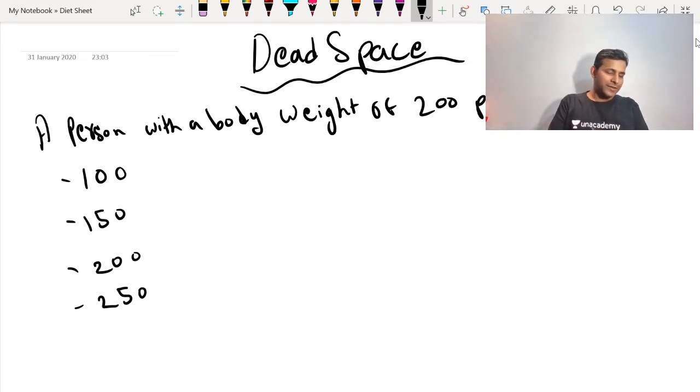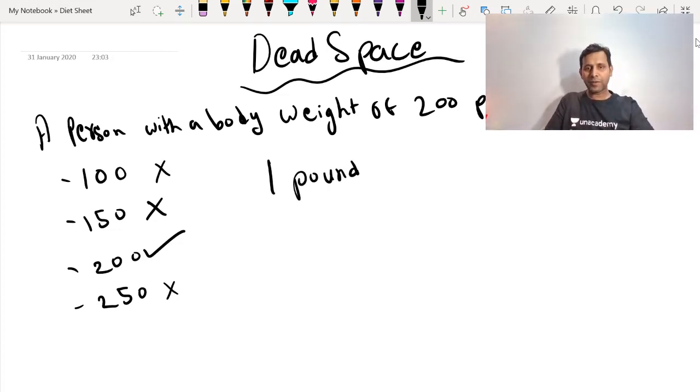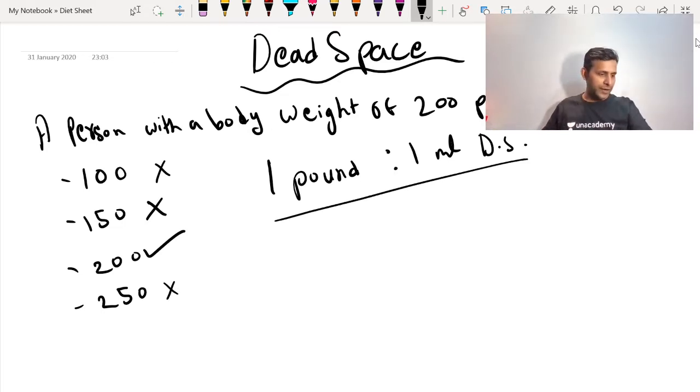The answer here is not 150, not 100, not 250. The right answer is 200. Remember, the relation is 1 pound of body weight corresponds to 1 ml of dead space. Now, how do we get this? Please try to understand. It's a very simple concept.